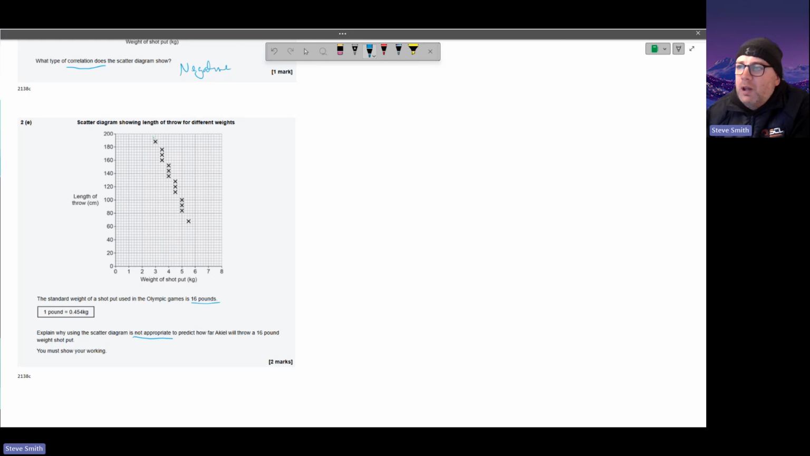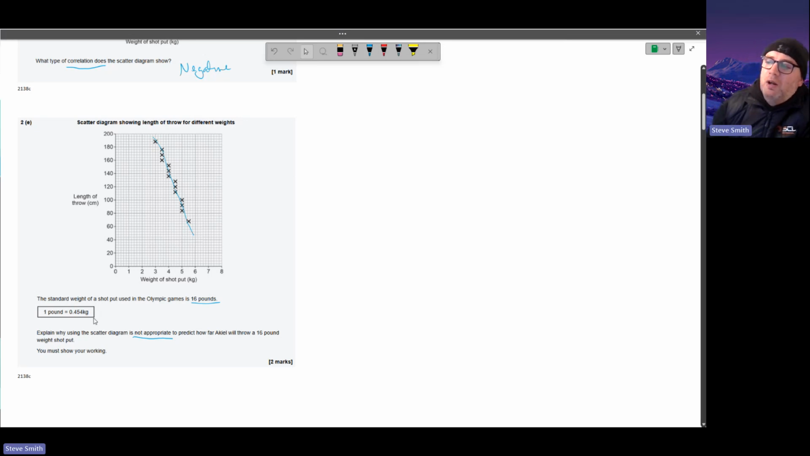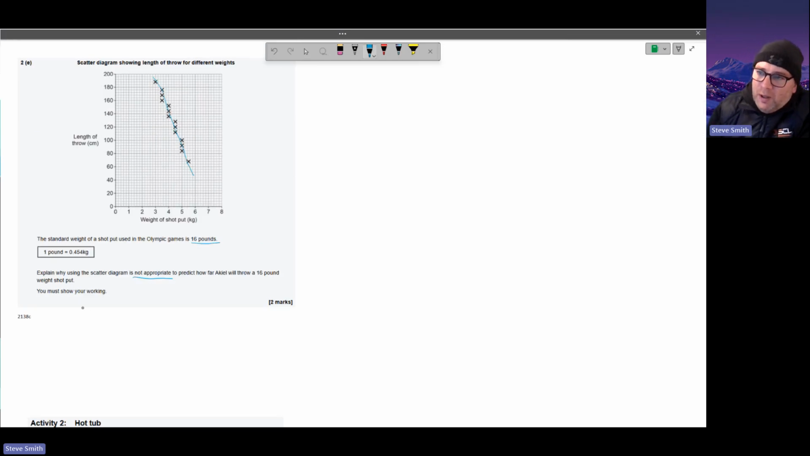So first of all, it's asking us to put a line of best fit in there, and that's not the best line of best fit, but we can put it like that. And then we've got one of 16 pounds. So let's figure out what a 16 pound shot put weighs. We can see that 1 pound, we'll put LB, is the same as 0.454 kilograms. If we've got 16 pounds, it's 16 times bigger. So we've multiplied that number by 16, so we have to do the same on the other side.